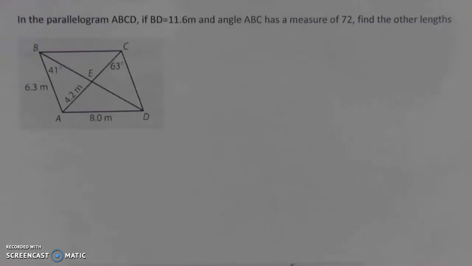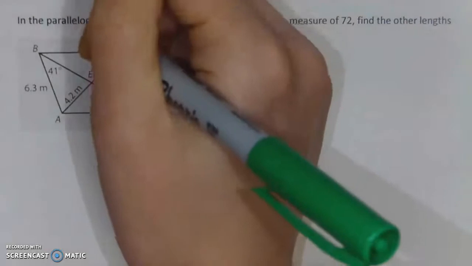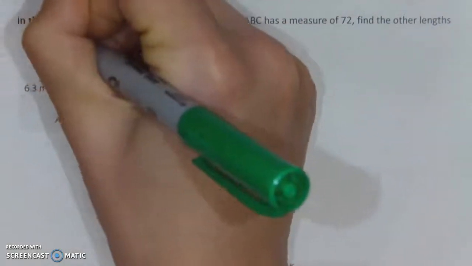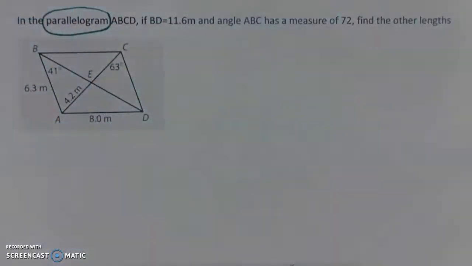In the parallelogram ABCD, if BD is equal to 11.6 meters and the angle ABC has a measure of 72, we want to find the other lengths, and we also want to find the other angle measures. So let's find as many as we can. Now, the first piece of information is absolutely crucial, and that is this is a parallelogram. If this were not a parallelogram, at this point, I would be able to make no conclusions, because all the rules that we learned above only work for parallelograms. So make sure that you double check it's a parallelogram before you continue.